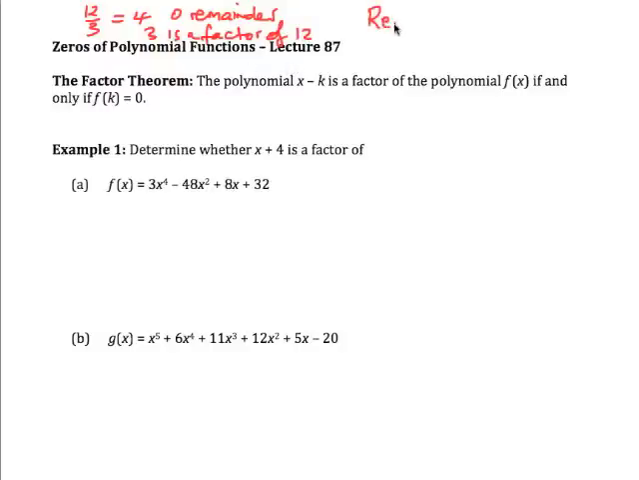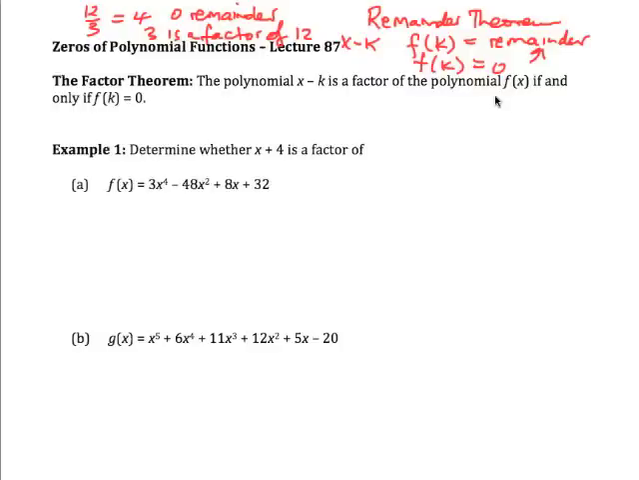We have already seen the remainder theorem. The remainder theorem said that when I divide by x minus k, using synthetic division, the f of k value was the remainder. And if the k value came out to be 0, then that meant a 0 remainder, which means that x minus k divides exactly into the polynomial.